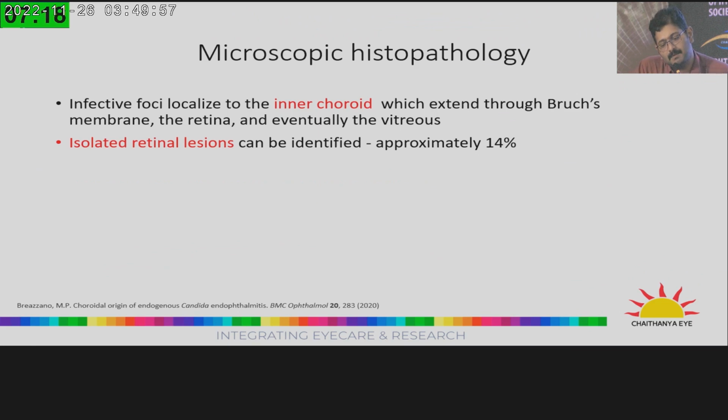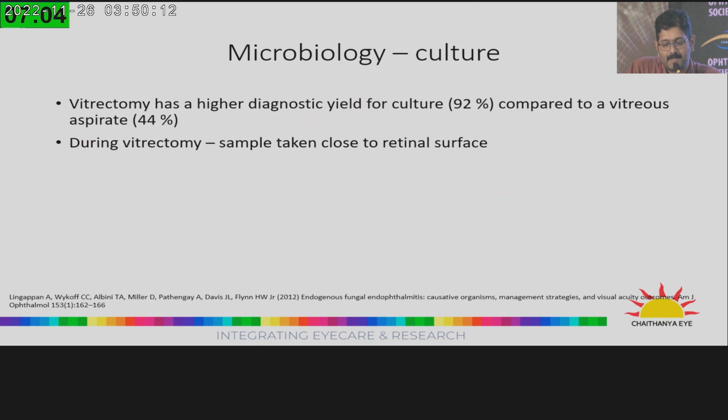Now, in microbiological histopathology, the infective focus has been localized to the inner choroid, from which it extends to the Bruch's membrane, retina, and eventually involves the vitreous. Isolated retinal lesions can also be identified in about 14% of the cases. Now, in microbial culture, vitrectomy has a higher diagnostic yield compared to vitreous aspirate. The possible reason could be that during vitrectomy we can take the sample closer to the retinal surface because, like I said, unlike exogenous endophthalmitis, in endogenous the infection is from inside out.